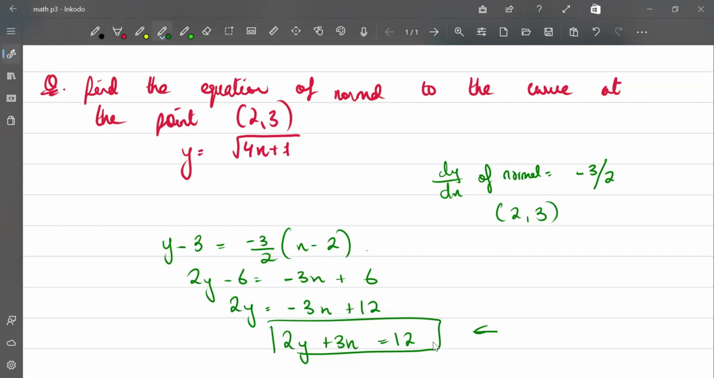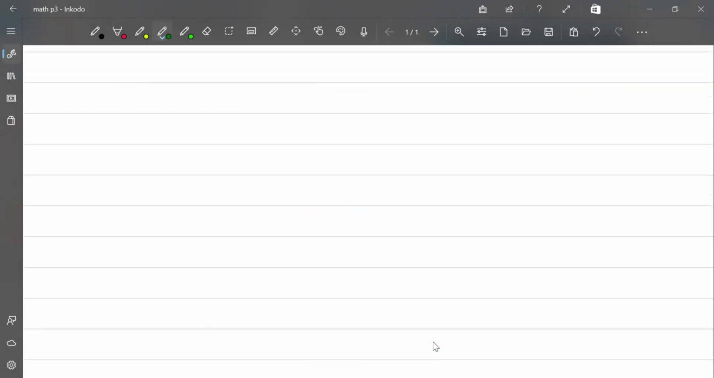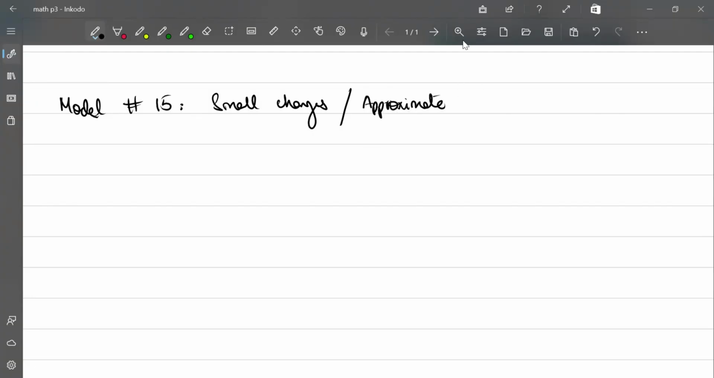So another small concept, model number 15, small changes or approximate changes. Small change or approximate change.